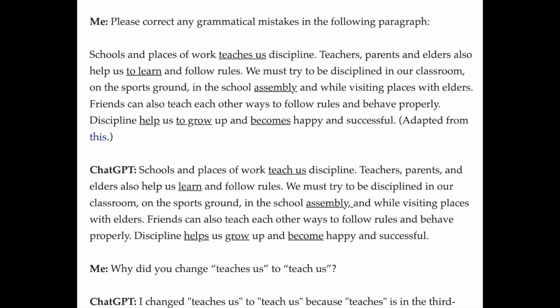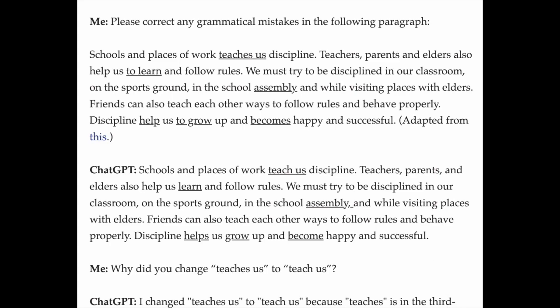But it did correct the two number agreement problem. So on line 1, it's corrected: schools and places of work teach us, not teaches us. And on line 5, discipline helps us grow up and become happy.